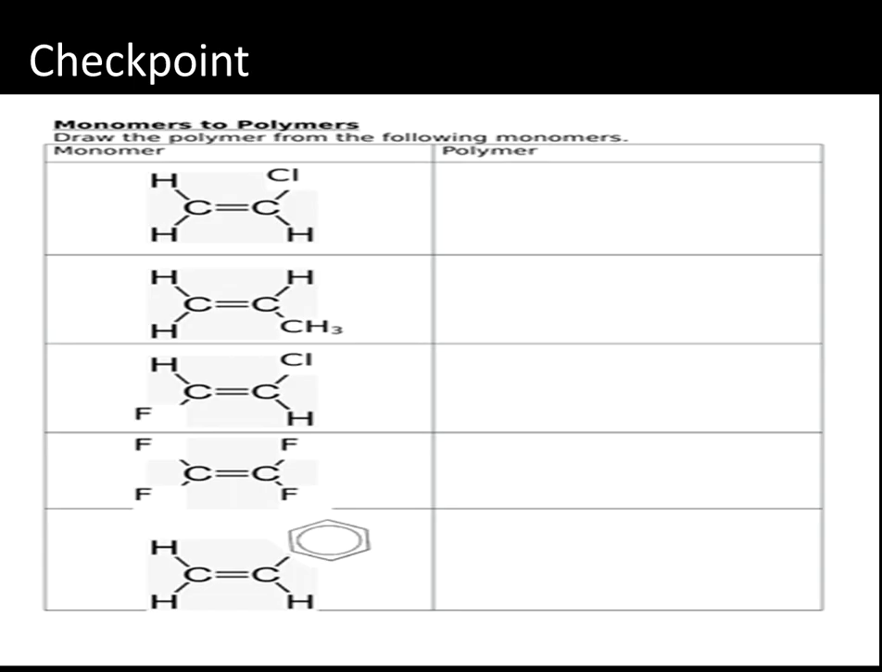Now this is a checkpoint. The monomers are given here and you are requested to write the structure of the polymer, just to get it clear that whatever structure of monomer is available will be repeating itself in the structure of the polymer. Just pause this video here, try to write the structure of the polymer on some paper and check it out from your textbook, from your past papers. Are you able to draw them correctly or not?